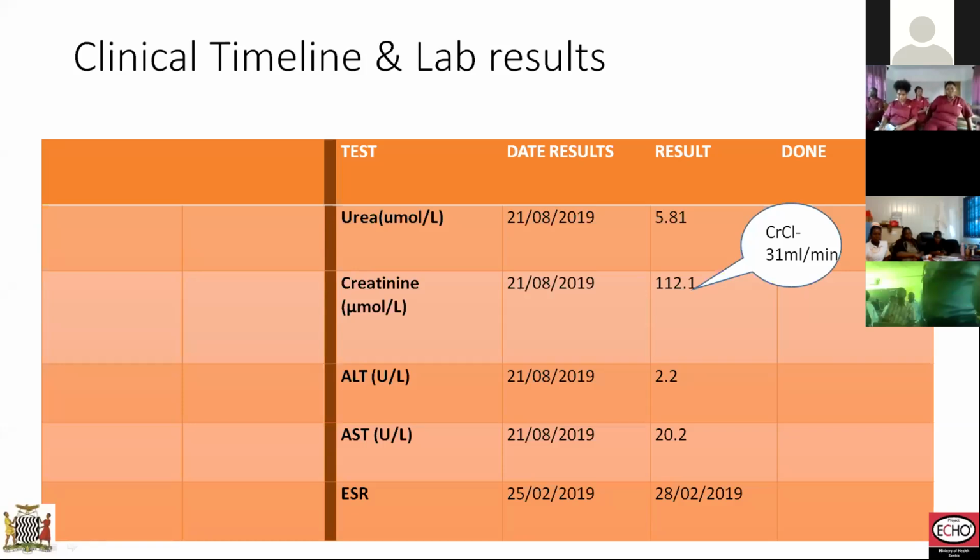ESR that was done in February was 120 millimeters per hour. Sorry for that, it's not showing here, but it's 120. Yes.